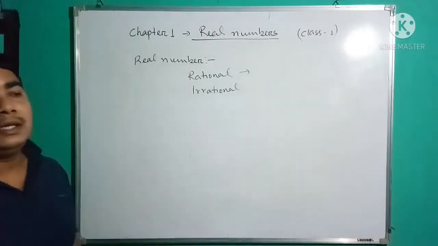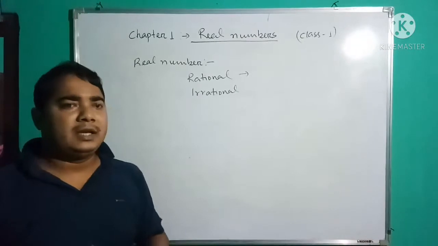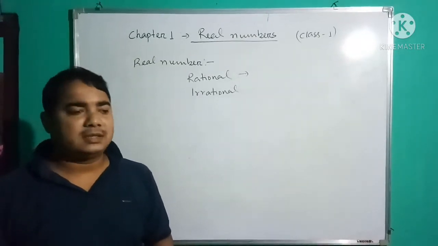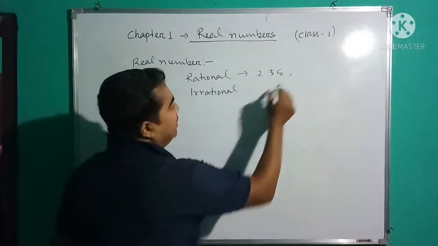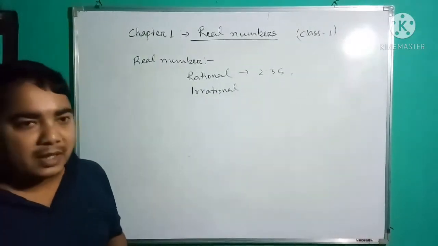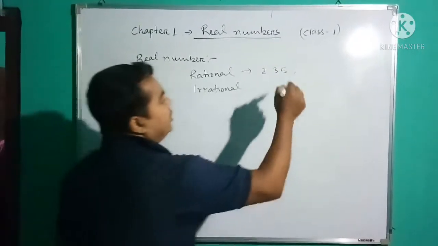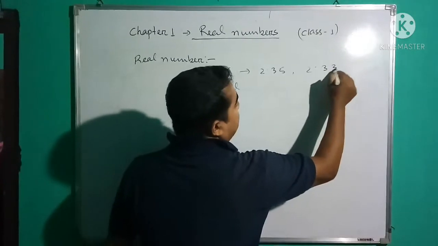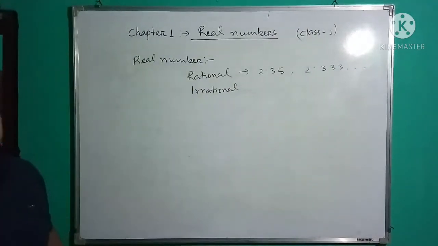Now rational number means, you learned in class 9, if a number's decimal expansion is terminating, for example 2.35, here the decimal expansion is terminating. Or if a number's decimal expansion is non-terminating but repeating, that is 2.3333 and so on, then it is called a rational number.